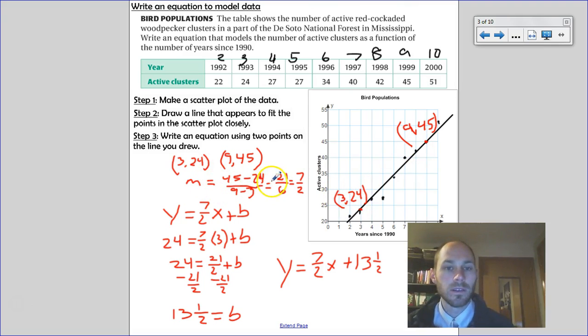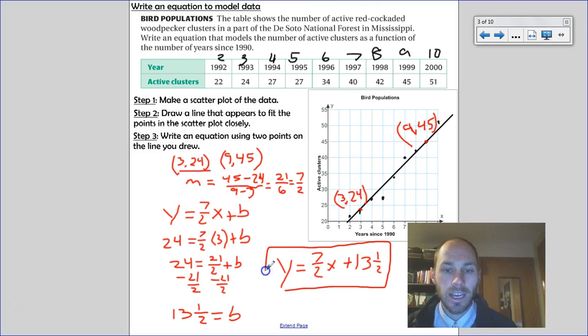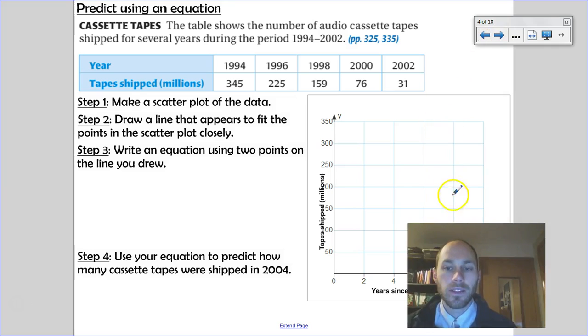So I found the slope, and then once I found the slope, I plugged the slope into slope-intercept form, chose one of the points to insert for x and y, and I simplified my equation, subtracted 21 halves, which is the same as 10 and a half, to get 13 and a half for my b value. So my equation ended up being y equals 7 halves x plus 13 and a half. So this equation models the situation that we have. Obviously it's not exact, but it gives us an idea that we can use to make predictions later on. And we'll do that in this example.